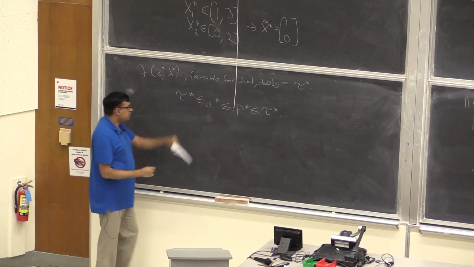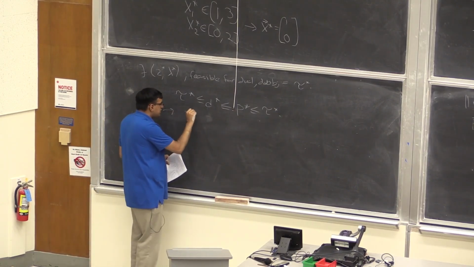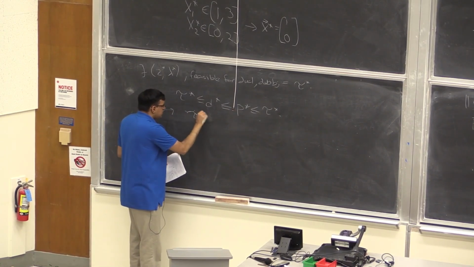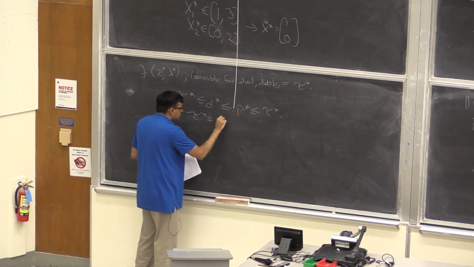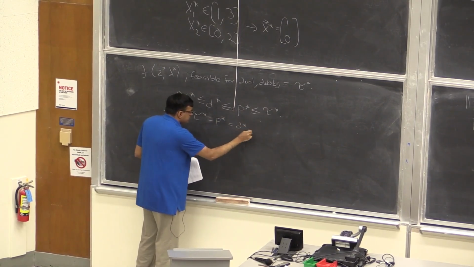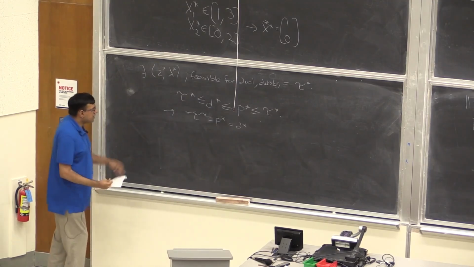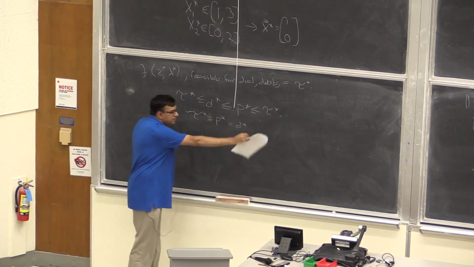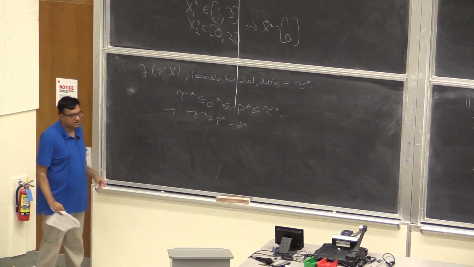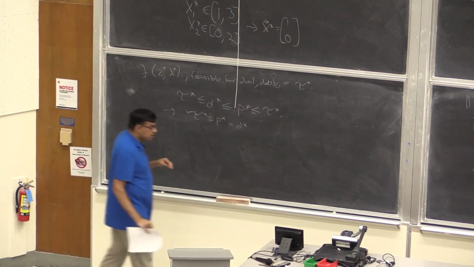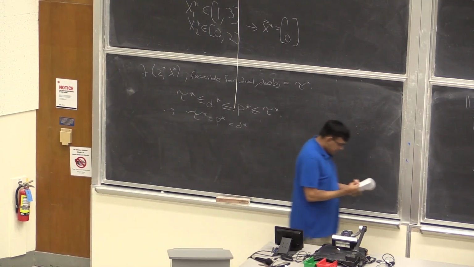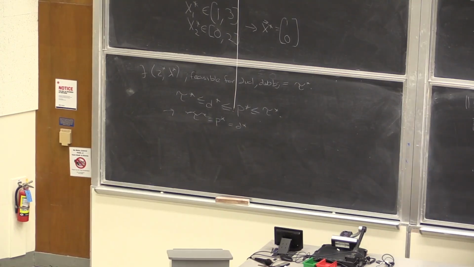And so what does this show? This shows that tau star is equal to p star equal to d star. Okay? Because it's like a sandwich, right? You have tau star at both ends, and then everything in the middle has to be equal to tau star. So that's part F, and that's problem 1.